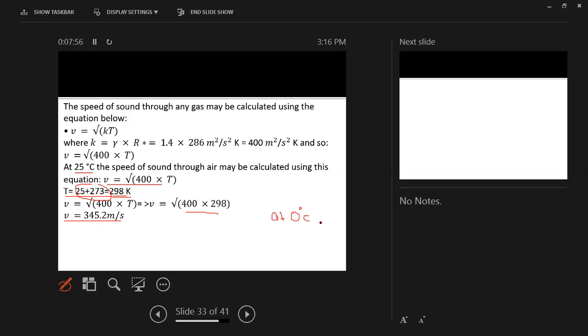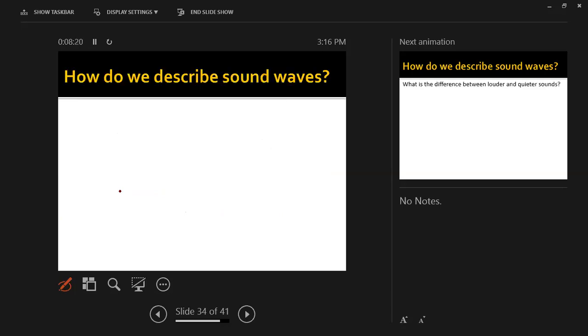So as you see, at 0 Celsius it is 330 meters per second, but when the temperature rises to 25 Celsius, the speed also rises to 345.2 meters per second. So that means whenever temperature increases, the speed of the sound will increase as well. Okay, this is important. So how do we describe sound waves?